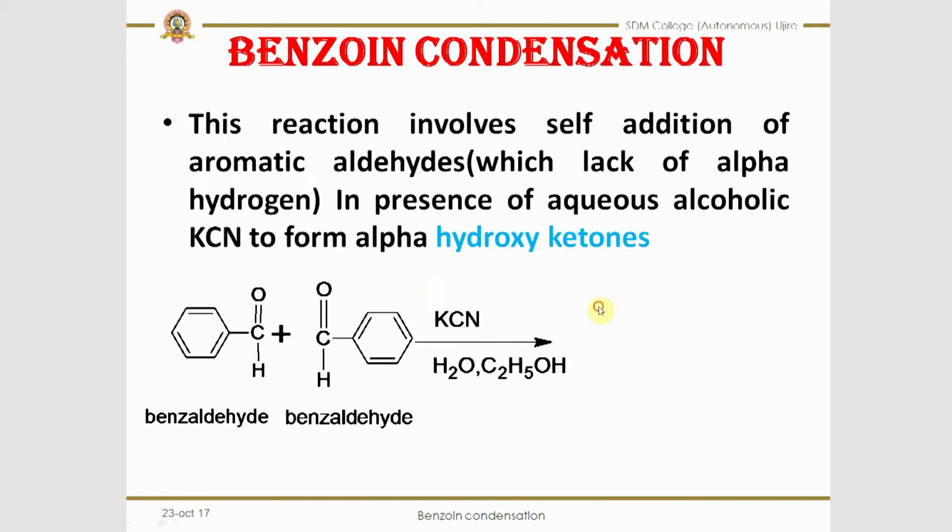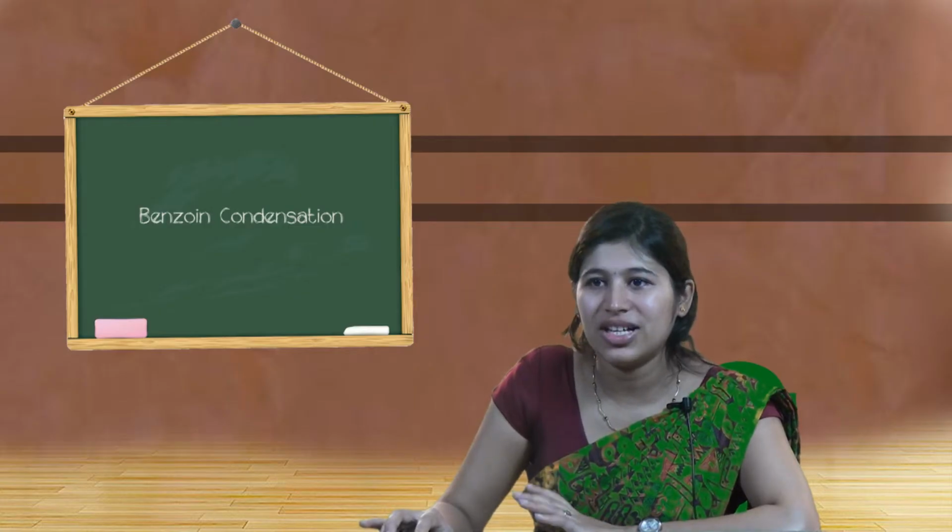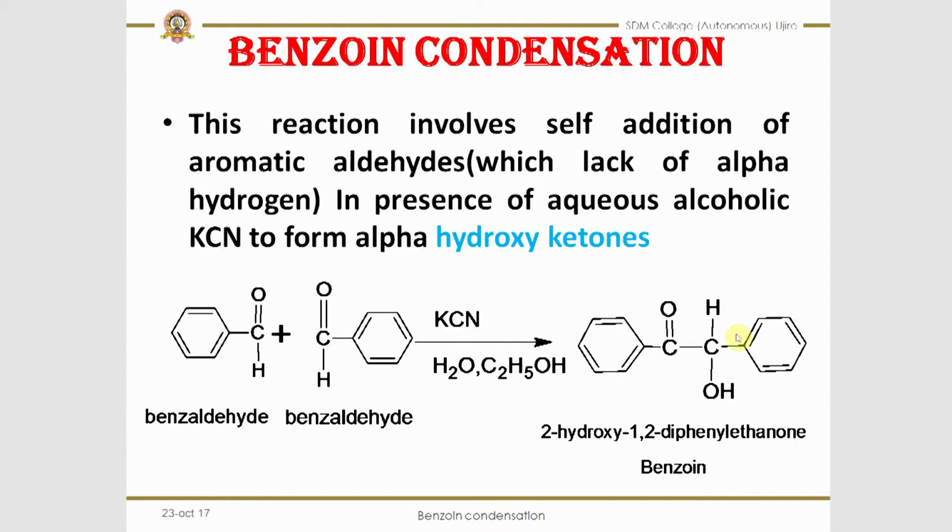alpha hydroxy ketones. Here you can see this is a carbonyl group, and next to it is the alpha carbon. At the alpha position there is a hydroxy group, that's why this is an alpha hydroxy ketone. Both groups are substituted by something other than hydrogen, that's why it is a ketone, not an aldehyde. The name of this compound is 2-hydroxy, or you can also say alpha hydroxy, 1,2 diphenyl ethanone. Since you have 2 carbons, that's why ethanone.